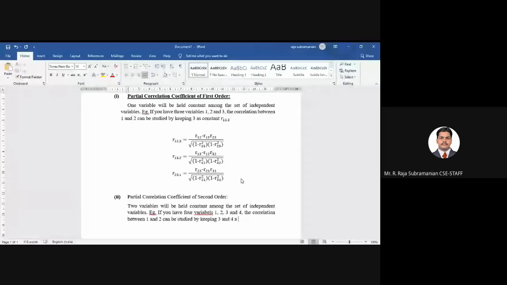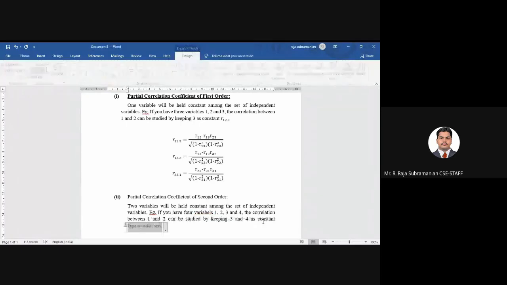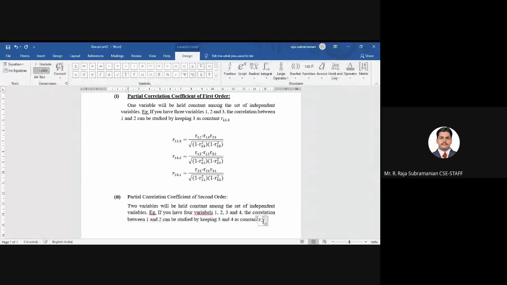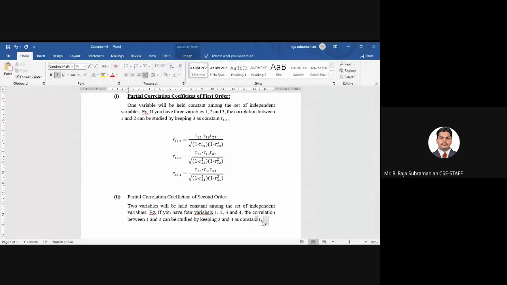How can we represent this in terms of R? R12 dot 34. Am I right? R12 dot 34 means that I'm going to study R12 by keeping 3 and 4 as constant. Right? So here the ultimate constant is going to be the fourth, the final thing, and based on that 3 will become constant, and based on 3 and 4 being constant, 1 and 2 will be measured.